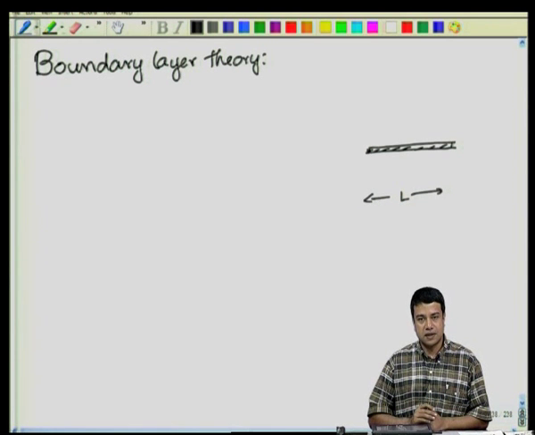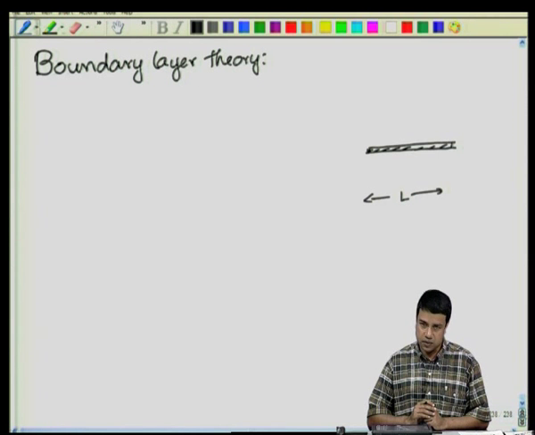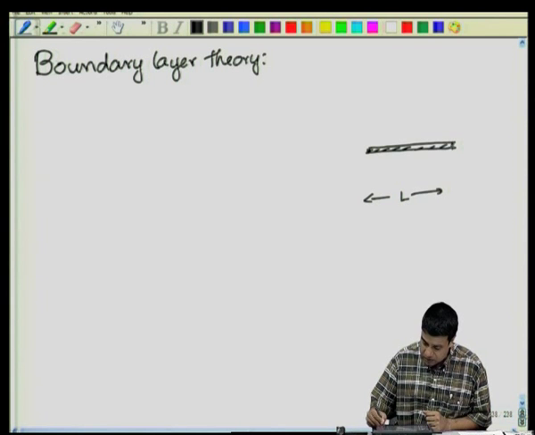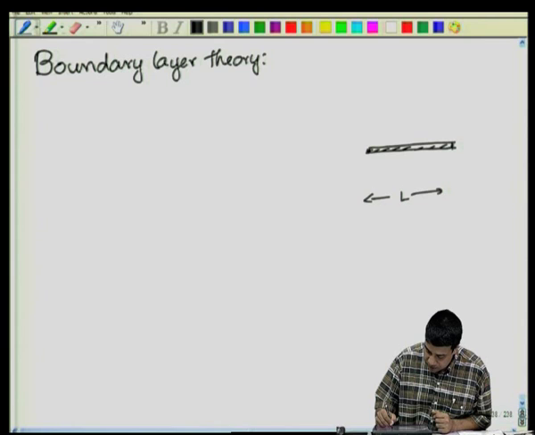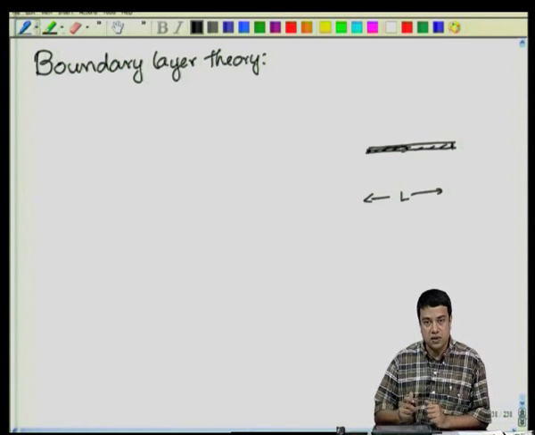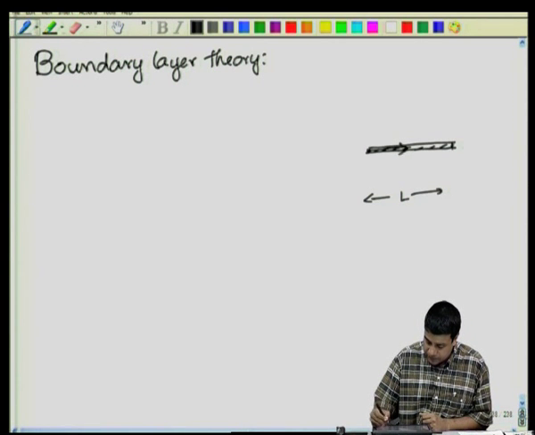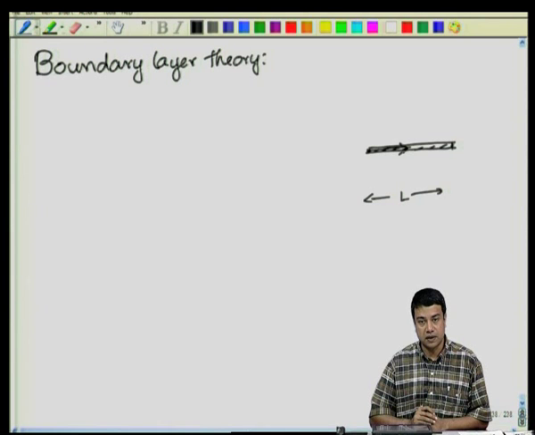Along the xz direction. We assume this is a two-dimensional configuration, so that the plate is of infinite extent in the direction perpendicular to the board. And then we have a coordinate system along this plate. We choose the origin of the coordinate system along the leading edge of the plate.